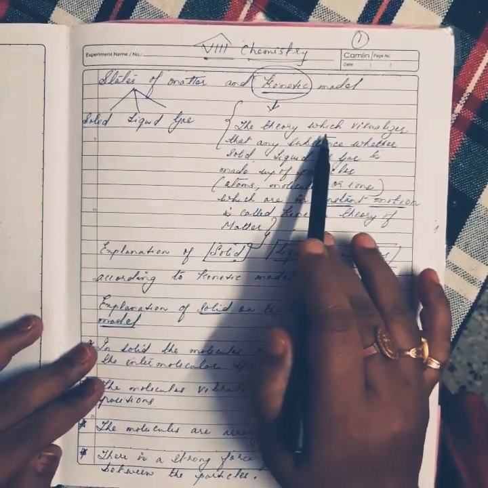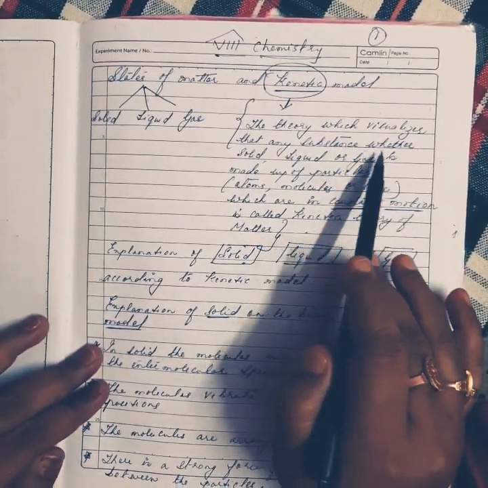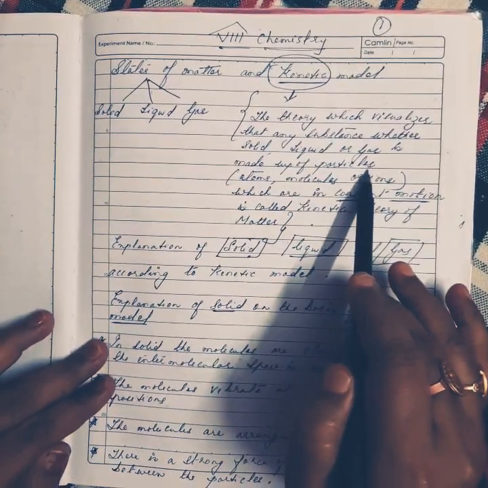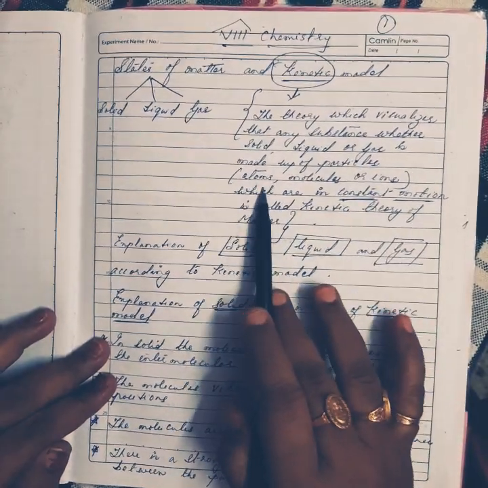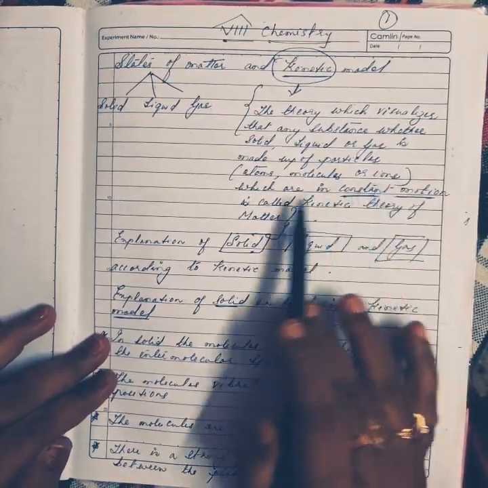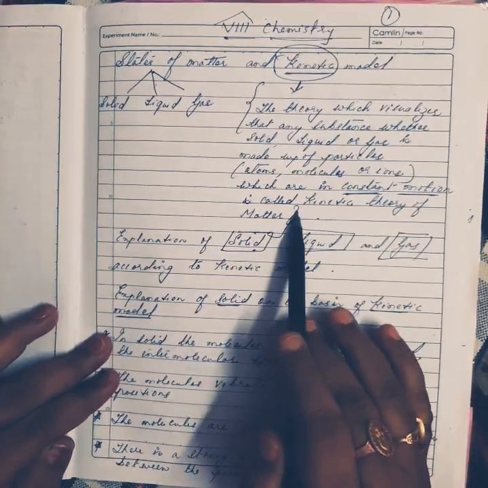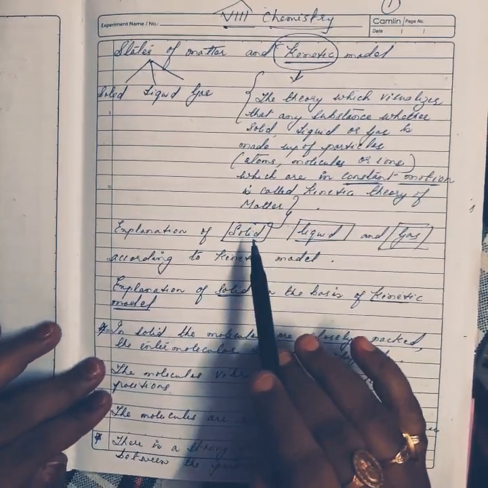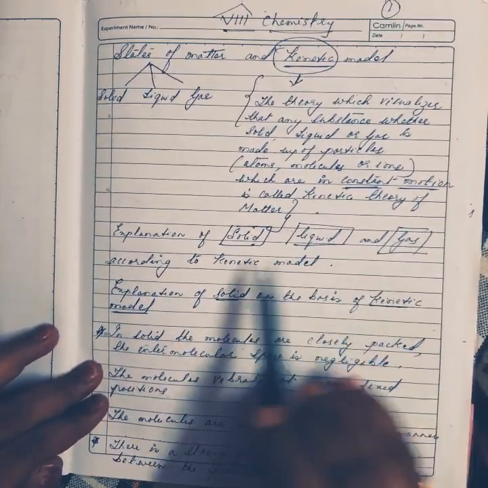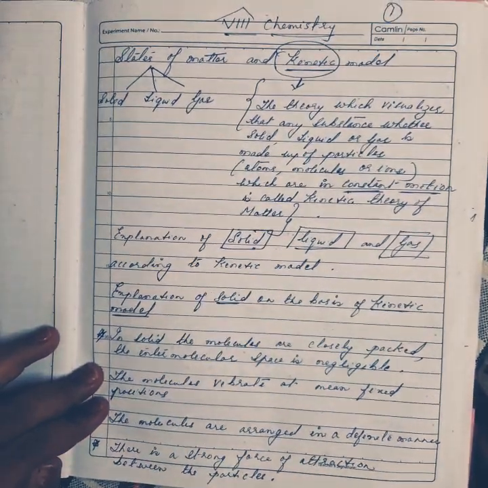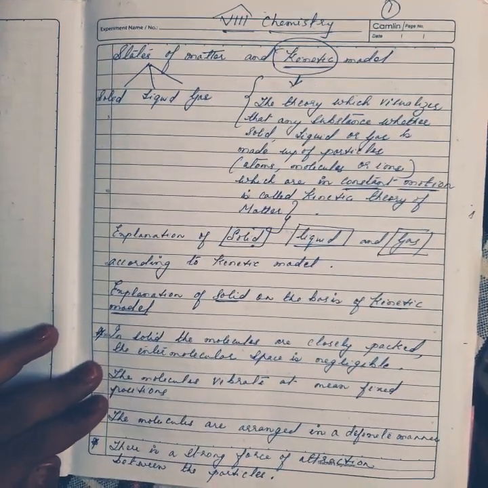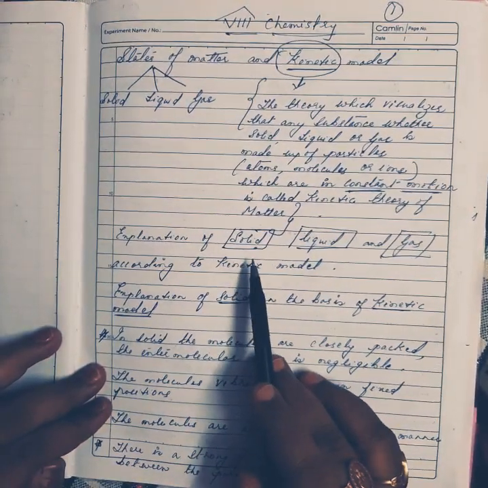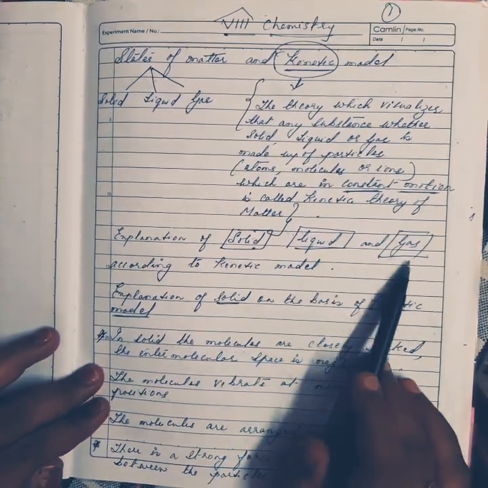Kinetic theory visualizes that any substance, whether solid, liquid or gas, is made up of particles that may be atoms, molecules or ions, which are in constant motion. This is called the kinetic theory of matter. Now, how will you explain solid, liquid and gas according to kinetic theory? You have to be very clear regarding the arrangement of molecules in solid, liquid and gas.